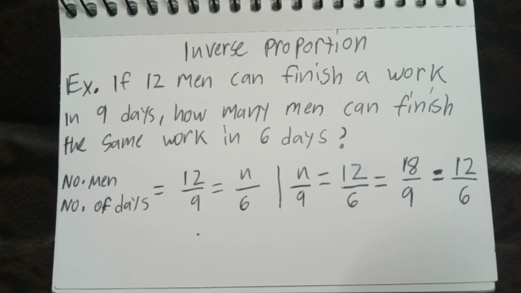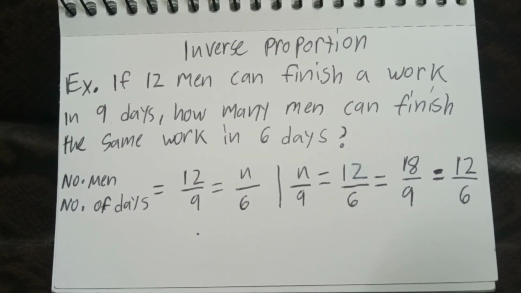And now we can start by cross multiplying. So 9 times 12 will give us 108, and n times 6 will give us 6n. So let's divide 108 by 6, which will give us 18, which will be the correct answer. So our final answer will be 18 over 9 is equivalent to 12 over 6, because 9 times 12 will give us 108, and 18 times 6 will give us 108, which means it's correct in proportion.